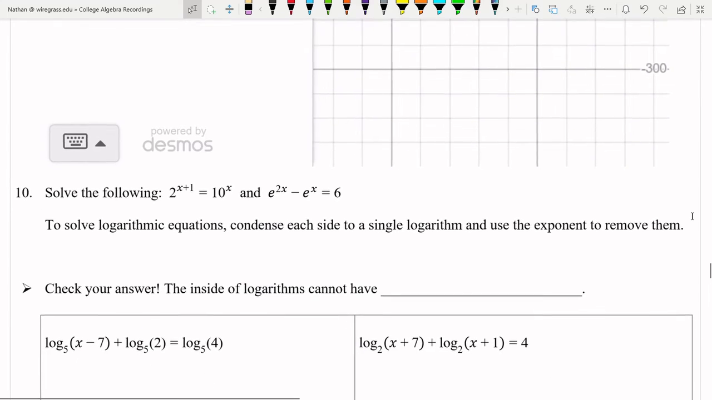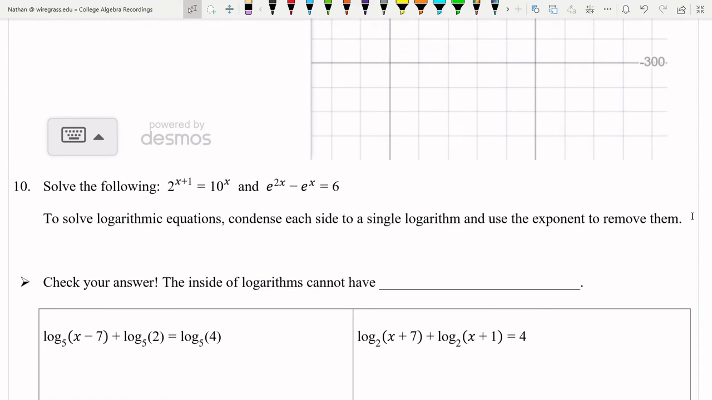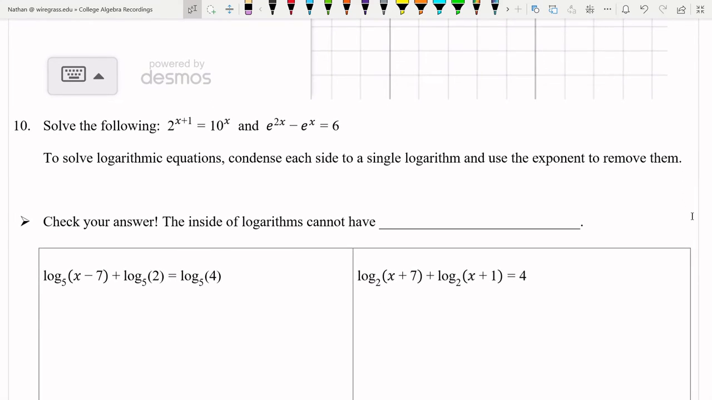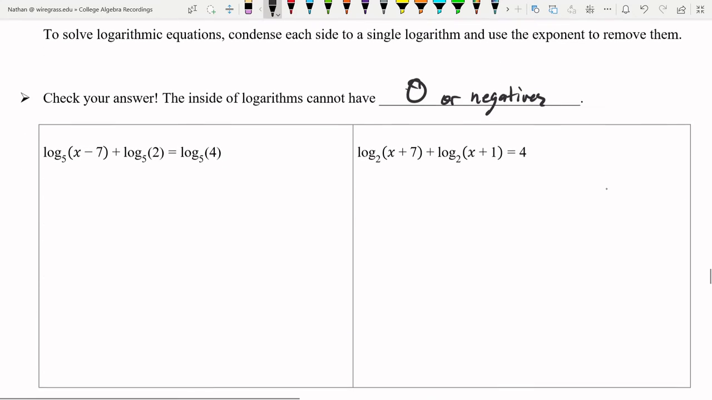Now, those are exponential equations. Let's look at logarithmic equations. Really what we want to do is condense everything down to a single logarithm. Just like how in the radical equations, we wanted to move everything over to one side so that we could square the radical and get rid of it. Here we want a single logarithm that we can take a power to get rid of the logarithm. But always remember, the inside of logarithms cannot have 0 or negatives. They have to be positive numbers only.